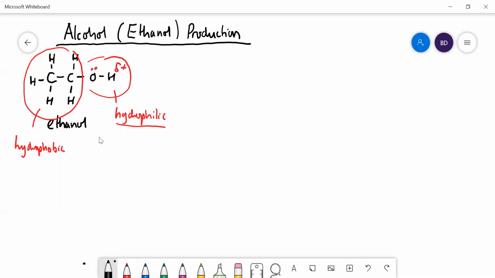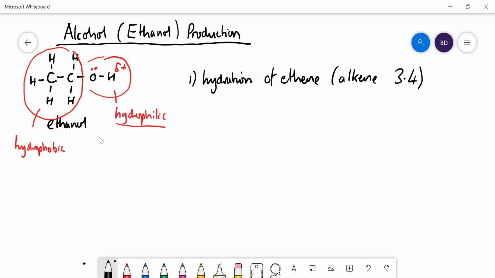Okay, so we need to think about two ways of producing ethanol, and one of them we've come across already is dehydration of ethene. So if you look in an earlier video, that's in the alkenes topic, which is 3.4. Okay, so you look at one of those videos there. You need to know the mechanism of that.